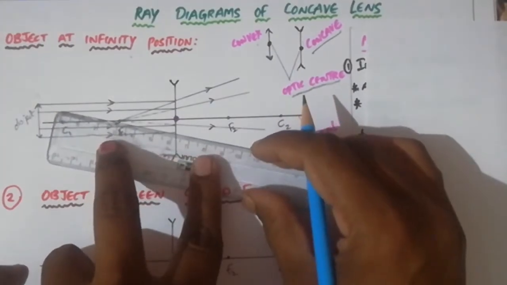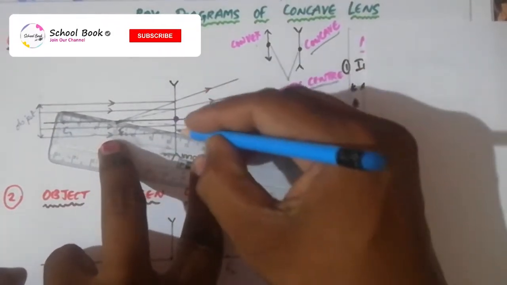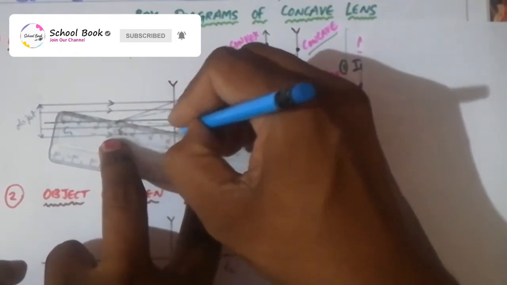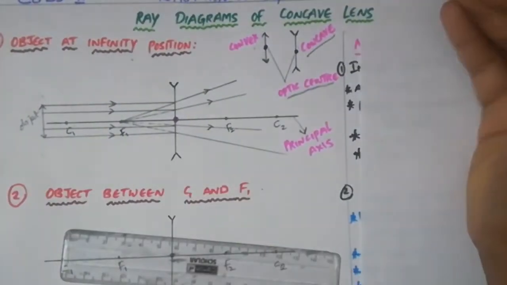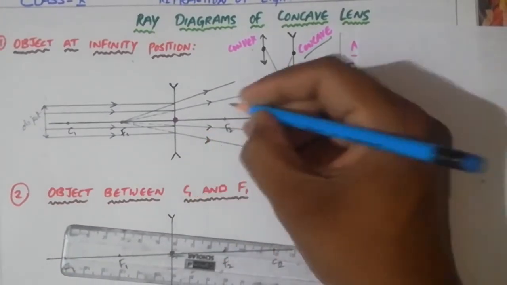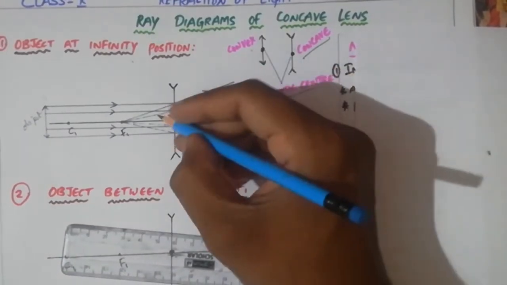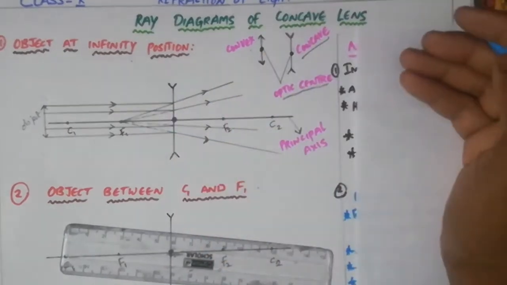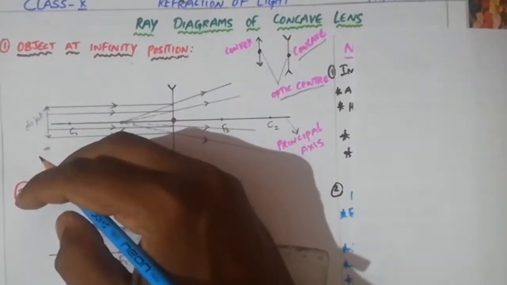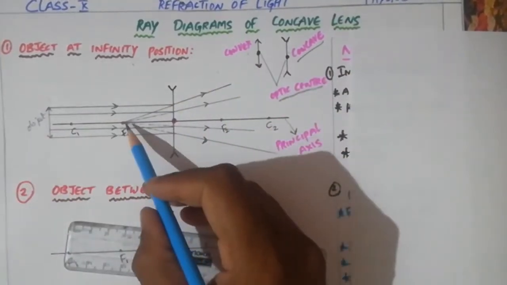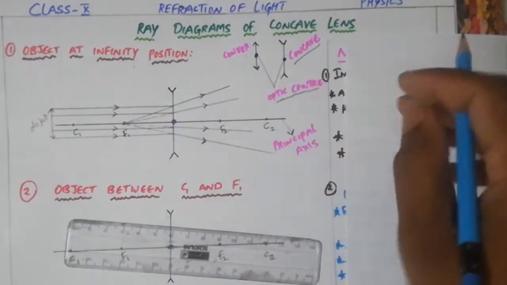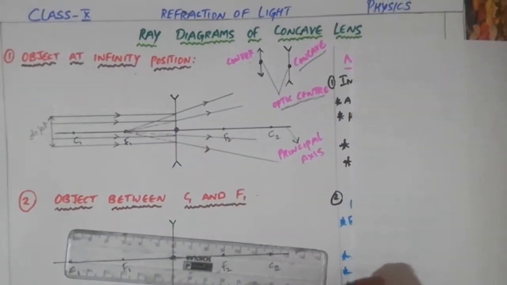And also the last one, this is the refracted ray. So these are the refracted rays, and if you observe, all the rays appear to converge at the focus. This is the position. So what will be the nature now?